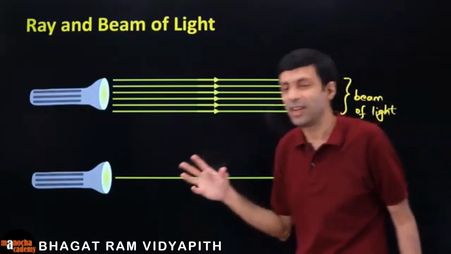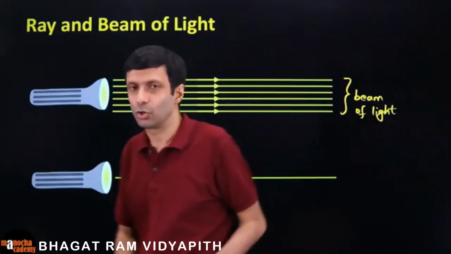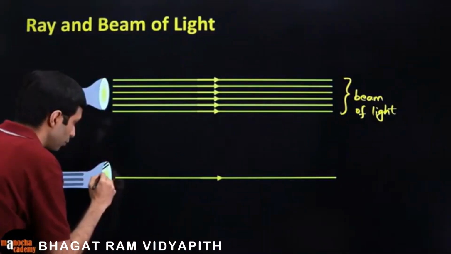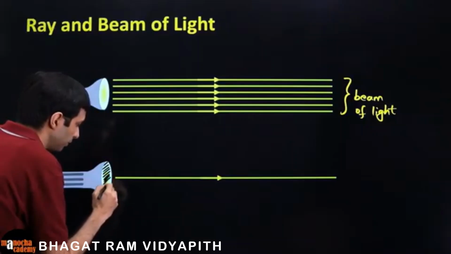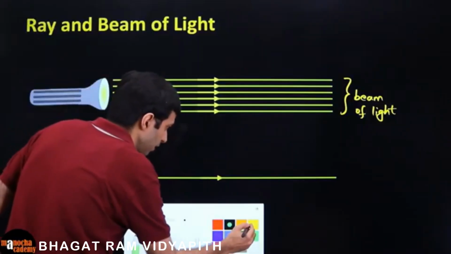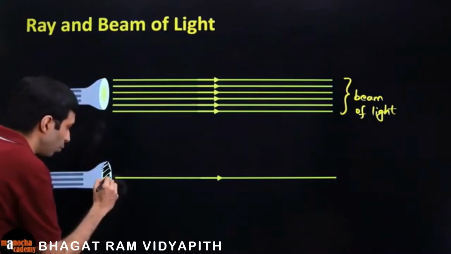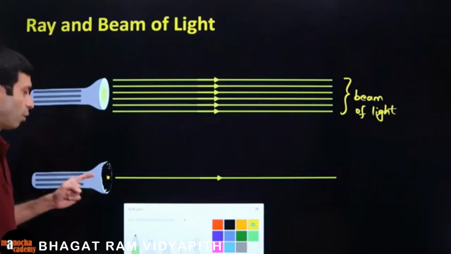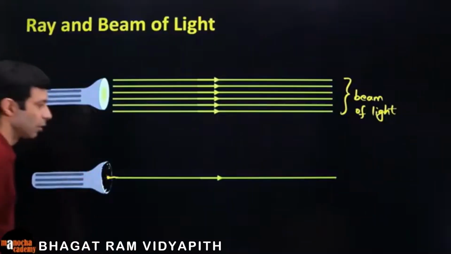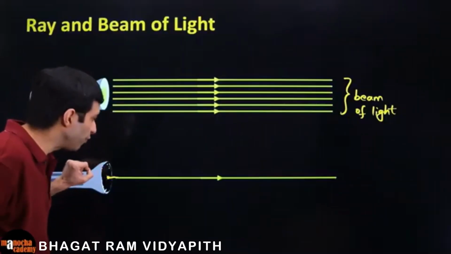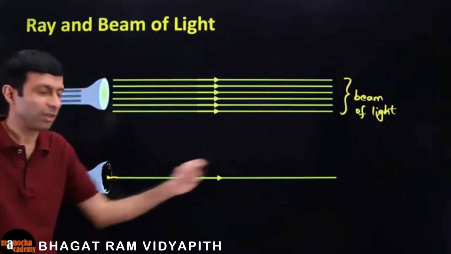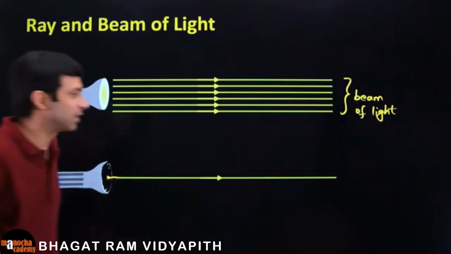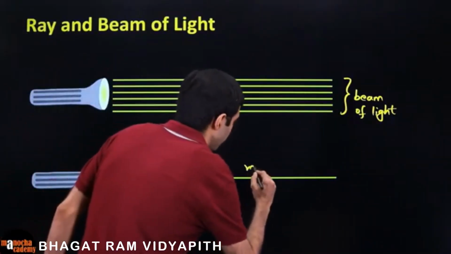Now how do you understand a ray? Imagine you take this torch and you cover it with a black paper, and there is a tiny hole over here, a small tiny hole here. Then you can imagine this kind of line of light is coming out through this tiny hole. Okay, and this is what we call the ray of light.